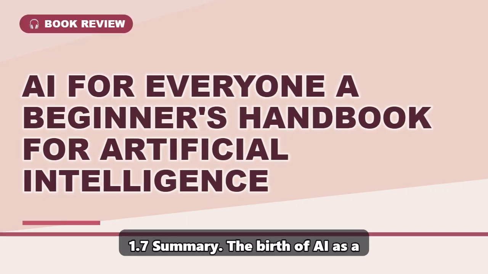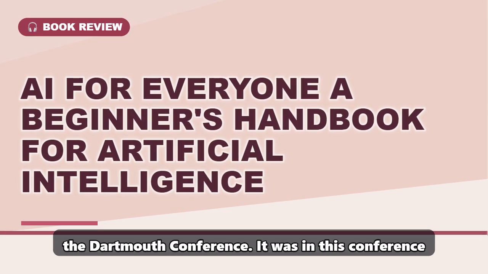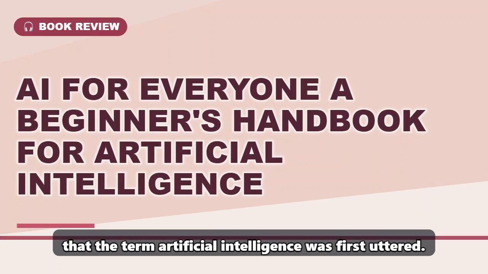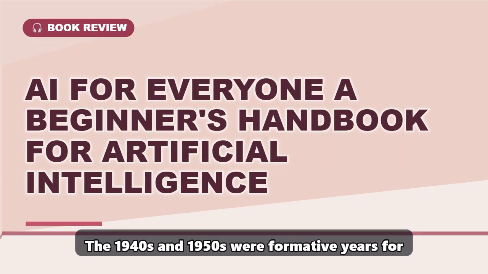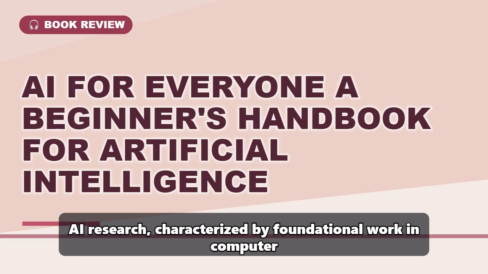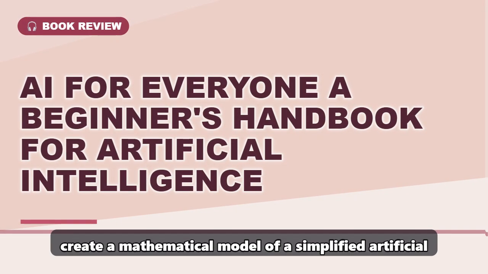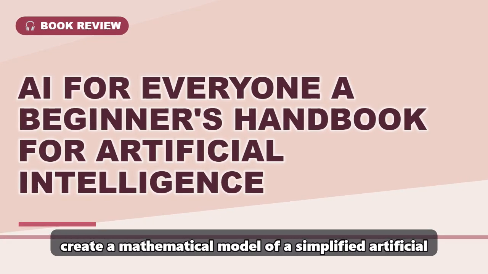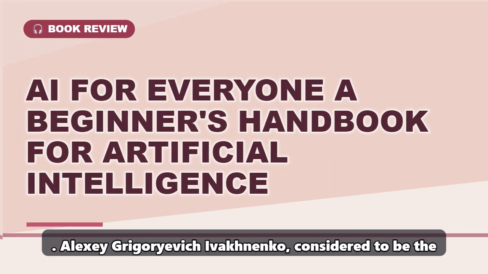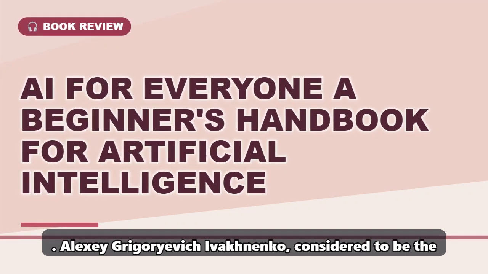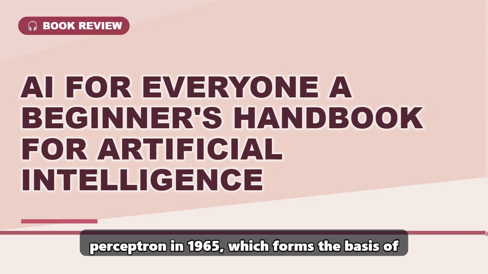1.7 Summary. The birth of AI as a formal area can be traced back to 1956, the Dartmouth Conference. It was in this conference that the term artificial intelligence was first uttered. The 1940s and 1950s were formative years for AI research, characterized by foundational work in computer science. In 1943, McCulloch and Pitts collaborated to create a mathematical model of a simplified artificial neuron, often referred to as the McCulloch-Pitts neuron. Alexei Grigorievich Ivakhnenko, considered to be the father of deep learning, developed the first multi-layer perceptron in 1965, which forms the basis of deep learning.